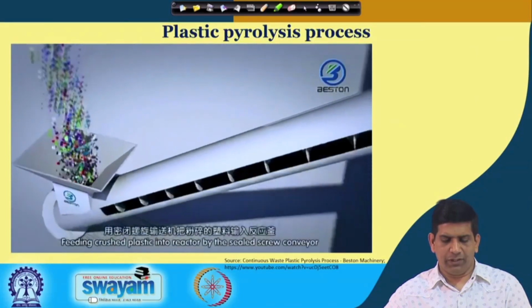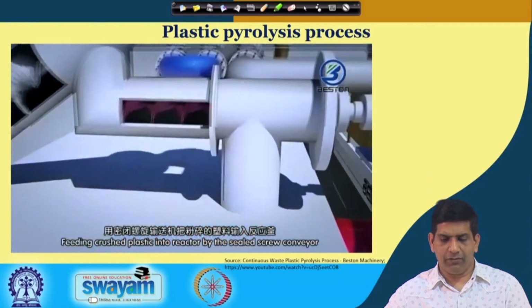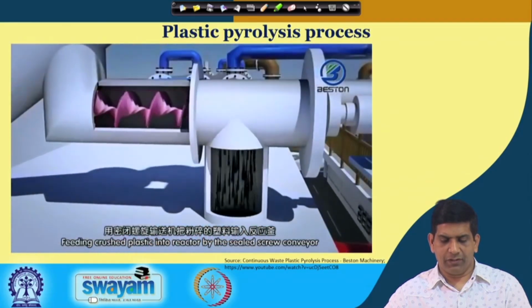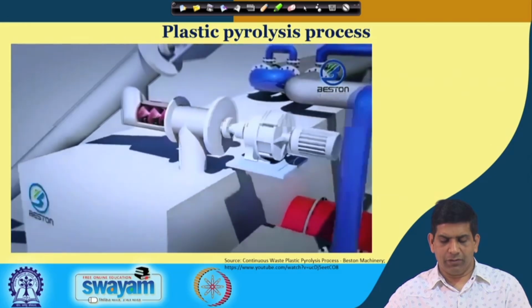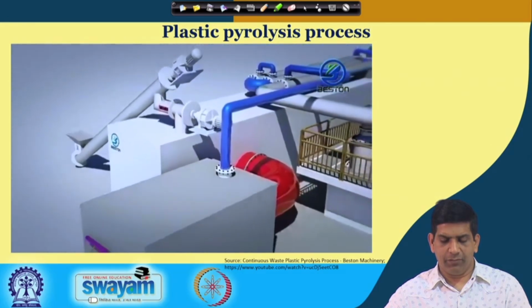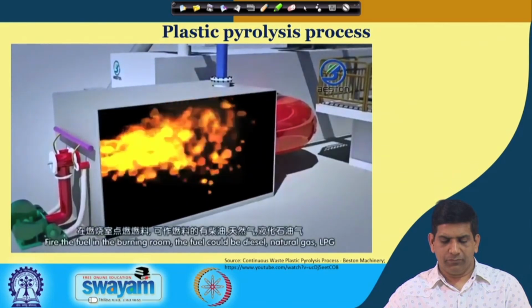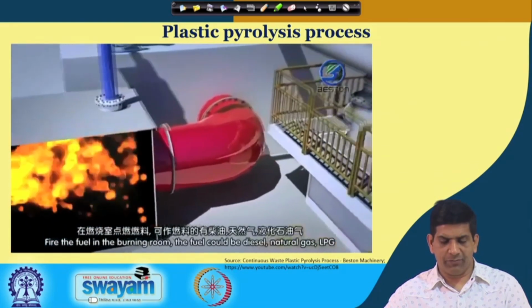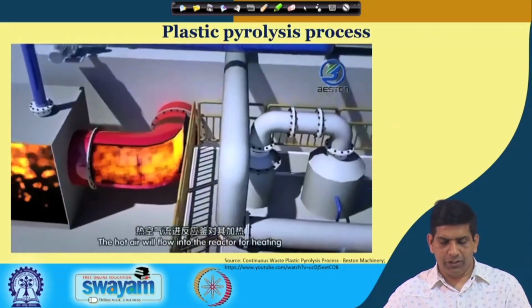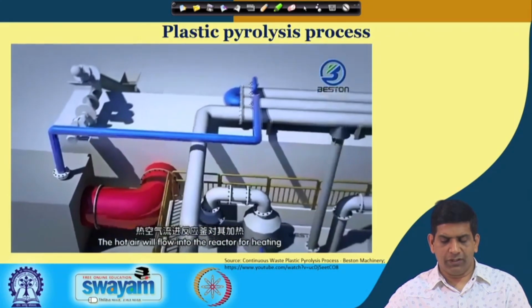So, that is the hopper right there. Feeding crushed plastic into the reactor, a sealed screw conveyor. So, it is coming through the conveyor, and then the crushed plastic is getting fed. So, here the fire and the fuel in the burning room, the fuel could be diesel, natural gas, or LPG. So, that is your burning, things will burn. Hot air will flow to the reactor for heating.